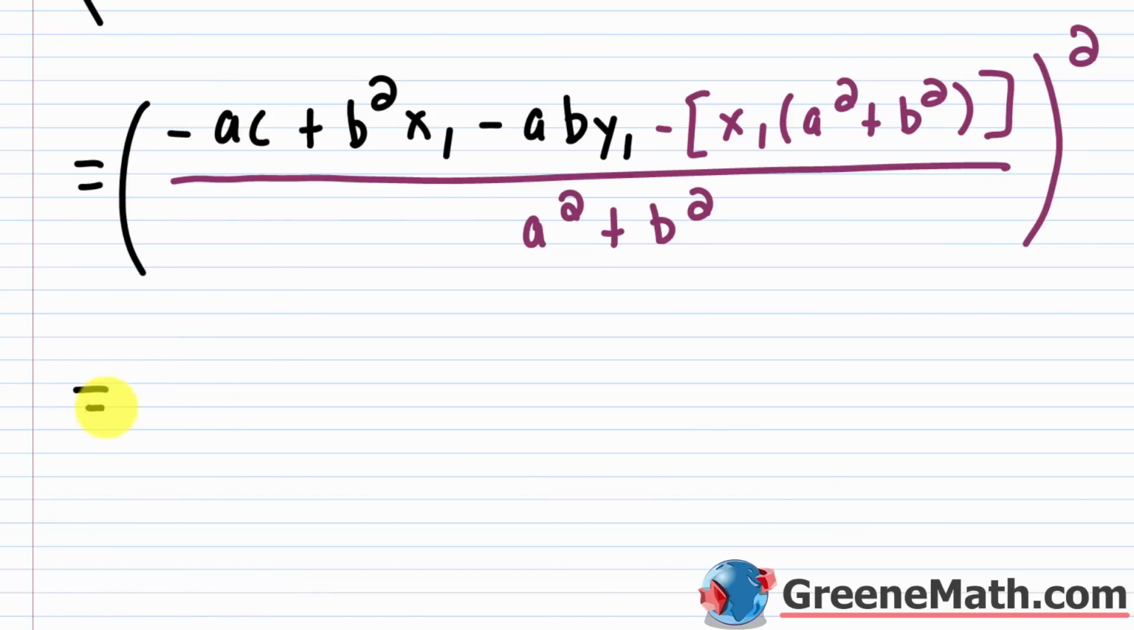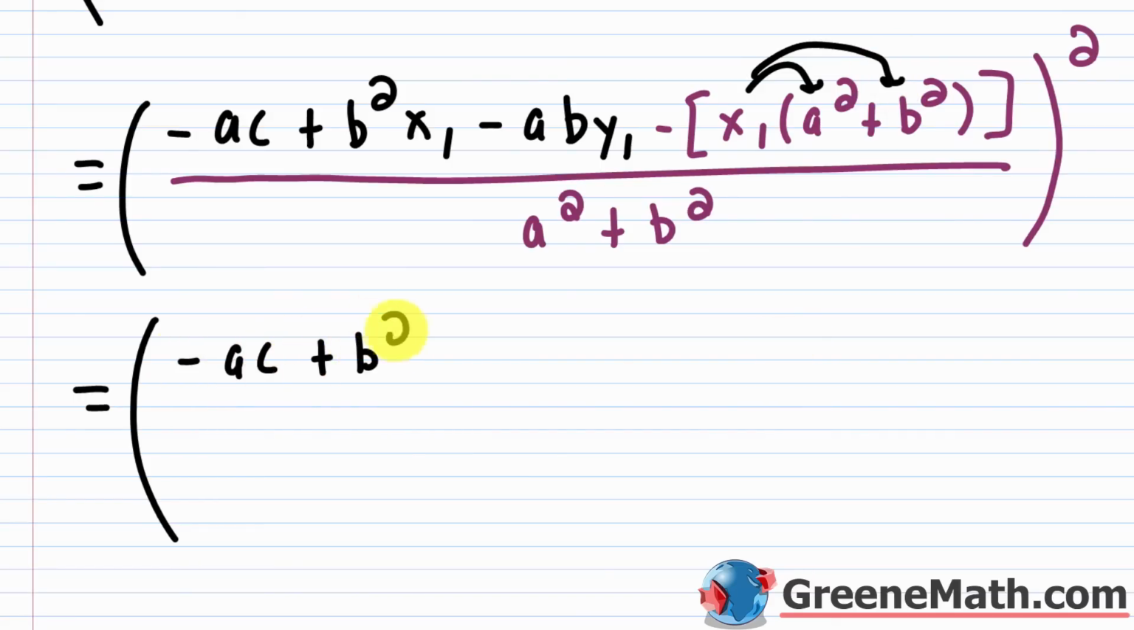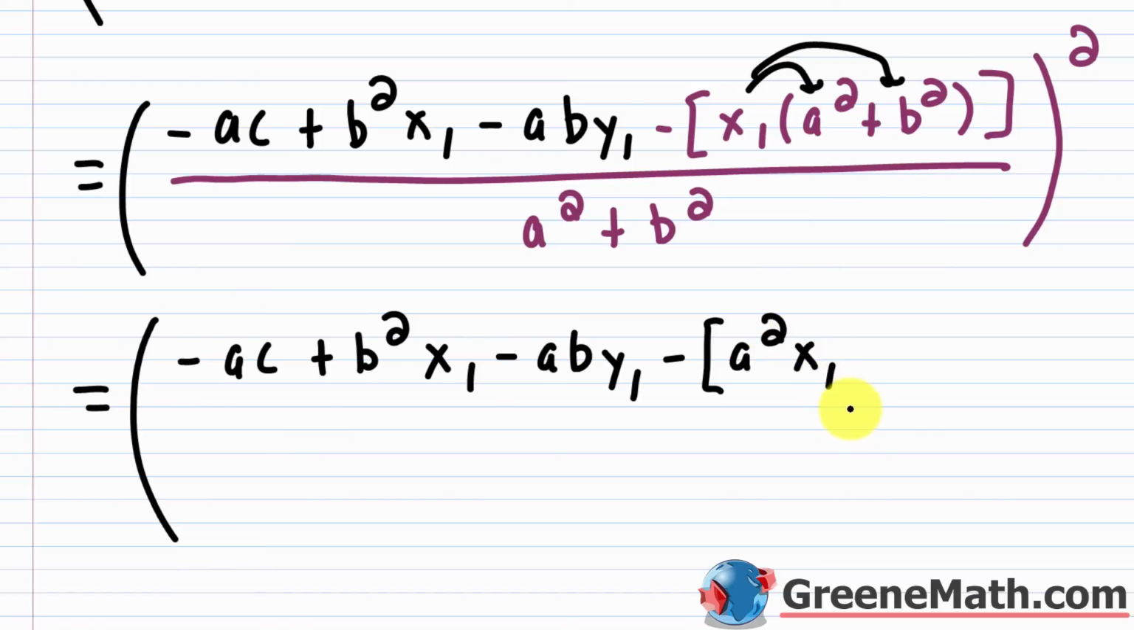What we're going to do is say this is equal to, so let me distribute this in like that. You'll have a negative ac plus b squared x sub 1 minus a b y sub 1, and then minus, let me put these brackets here. This would be a squared x sub 1, and then plus b squared x sub 1. Okay, let me close that down.